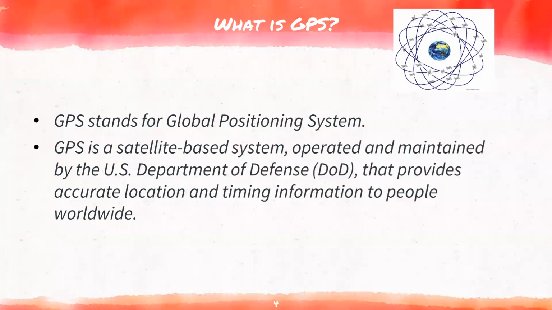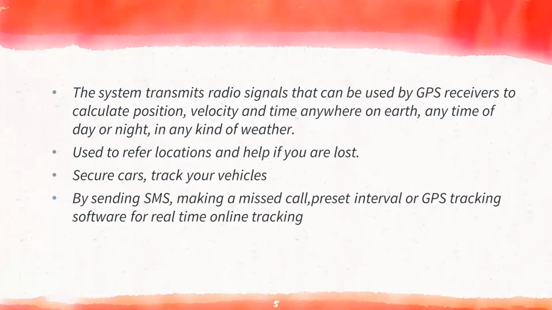So now we'll see what is GPS. GPS stands for Global Positioning System, and it is a satellite-based system operated and maintained by the US Department of Defense that provides accurate location and timing information to people worldwide. The system transmits radio signals that can be used by a GPS receiver to calculate position, velocity, and time anywhere on Earth, any time of day or night, or in any kind of weather too.